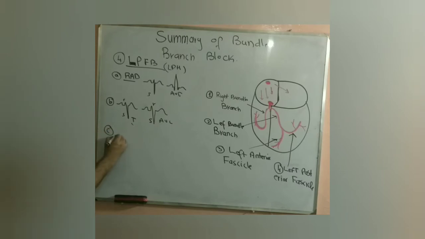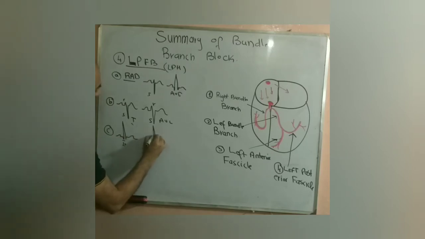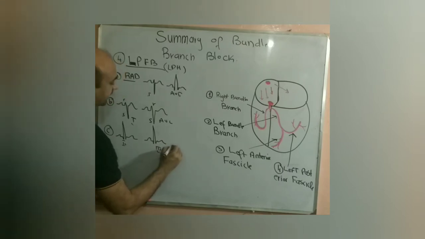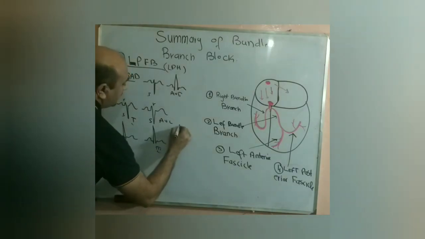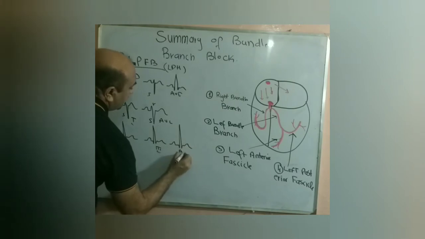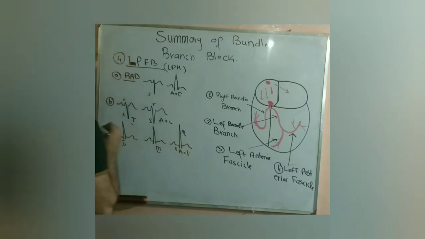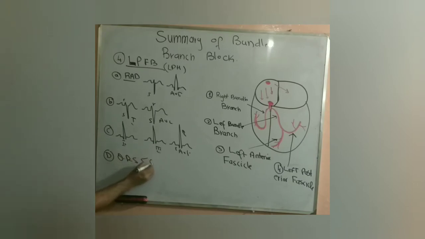Thirdly, there will be a small Q and tall R wave pattern in lead 2, lead 3 and lead AVF, which are inferior leads. And lastly, again, the QRS will be narrower. It will be less than 0.12 seconds.